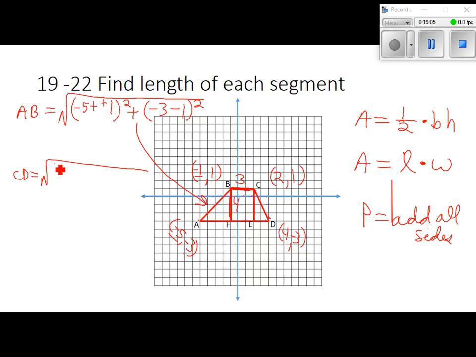Segment CD, same kind of setup. Just use those coordinates. Our x's this time are 4 and 2, so 4 minus 2 squared, plus our y's this time, which is -3 minus 1 squared. To do all that math, that's going to give you the length of that segment. Then you can use all that to find the perimeter and the area of all the different shapes in there.